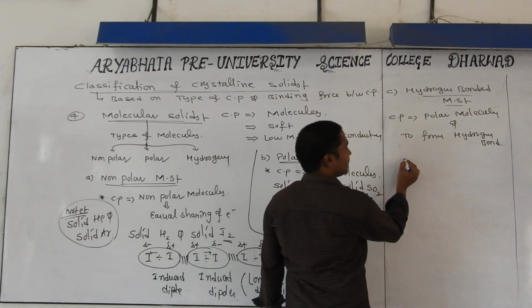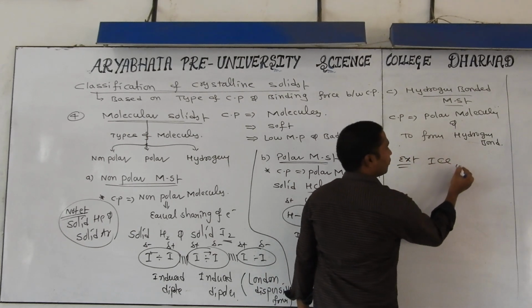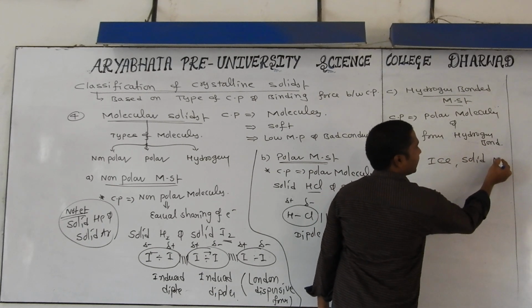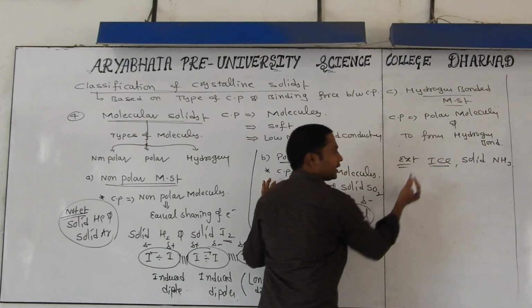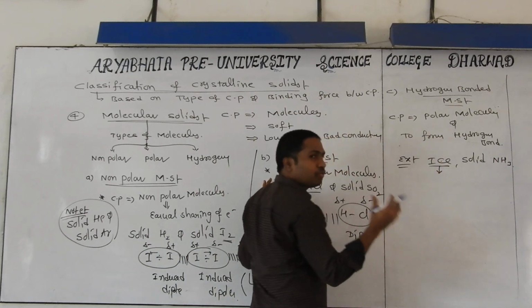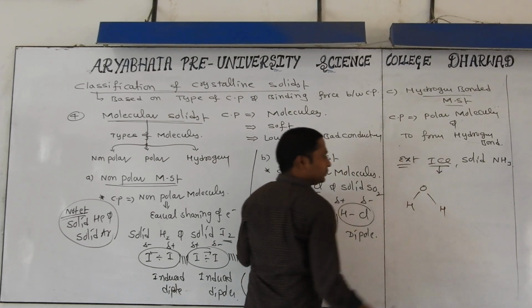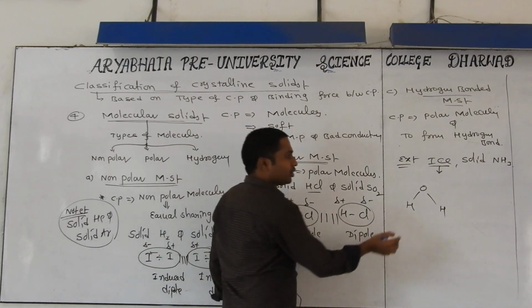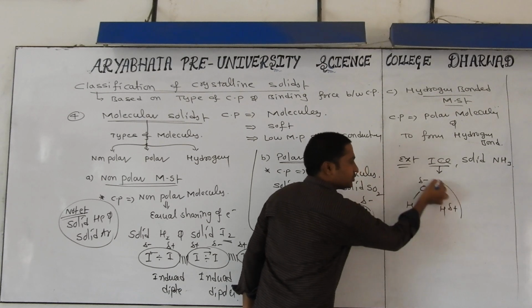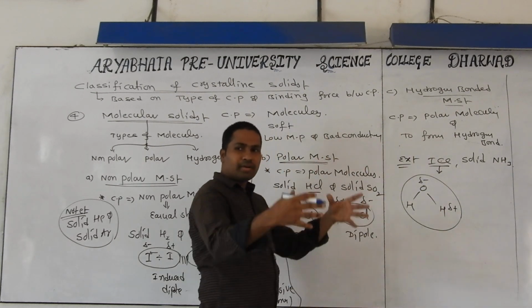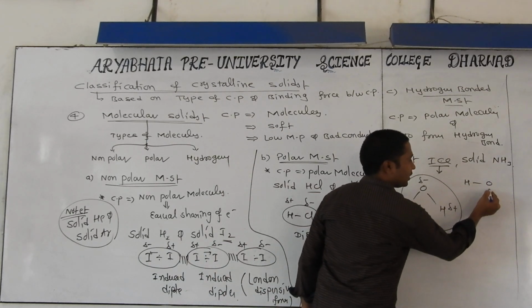The best example for this is nothing but ice. And we can take one more, solid NH3, solid ammonia. You see, I am explaining ice. Ice is made up of water molecules. You take a water molecule like this. Basically it is a polar molecule. Why? Because unequal sharing is going on here. We are getting partially negative here, partially positive here. It's one water molecule. Ice means close packing of H2O molecules. Then one more water molecule is approaching here like this.